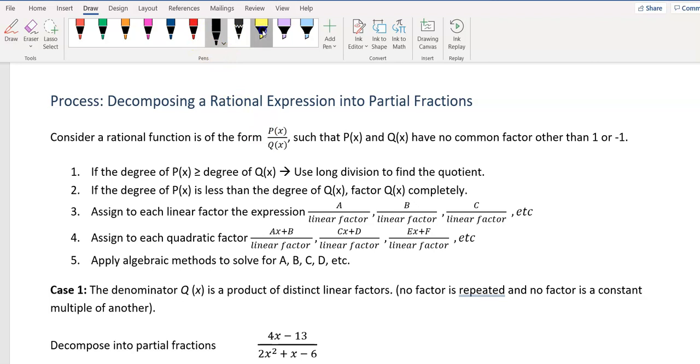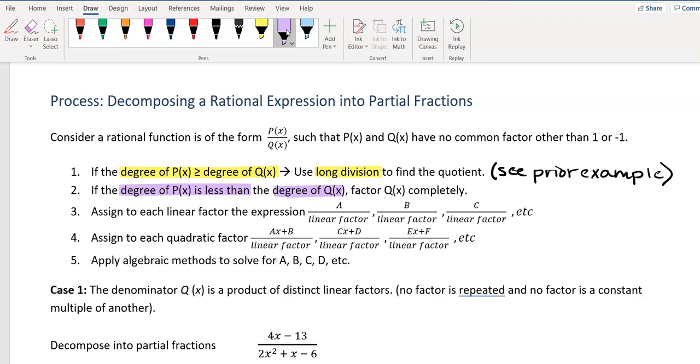Now, the first one we already did an example of, and that was when the degree of your function on top is greater than or equal to the degree of the function on the bottom, and that's when you use long division. That's what we did in our prior example. Then we need to think about what happens if the degree of P(x) is less than the degree of Q(x).